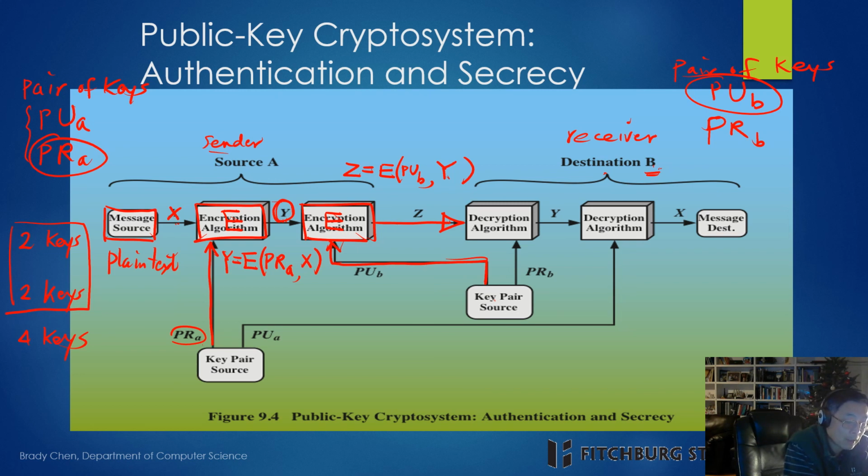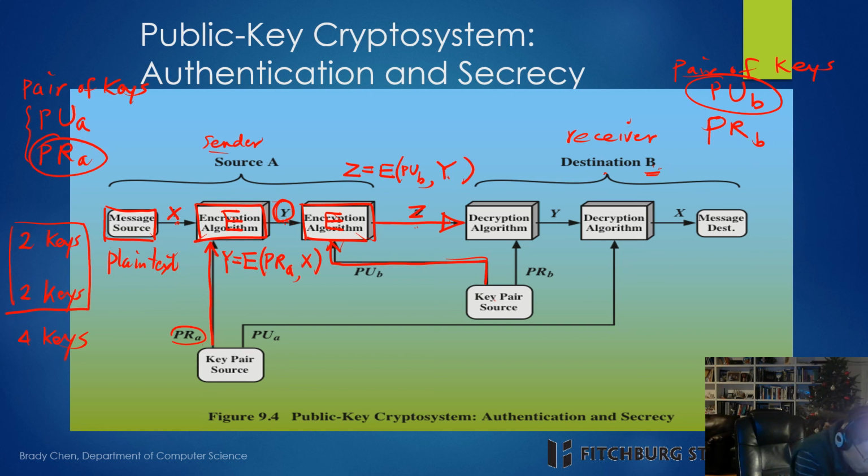Now, when anyone wants to decrypt the message, they first need to use the private key of the destination to decrypt the message and restore Y. Because you have X, then an intermediate message, which is also a ciphertext, and then the final ciphertext Z. So Y is the intermediate ciphertext. First, you need to decrypt the message Z to the intermediate ciphertext Y, and then restore from Y to X.